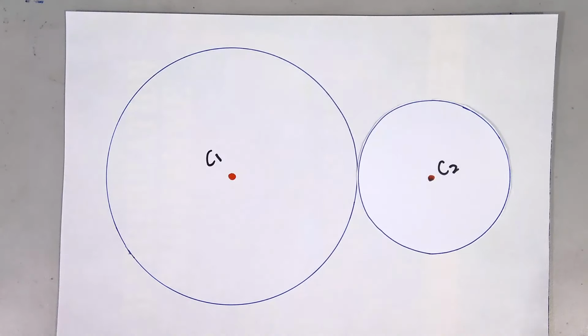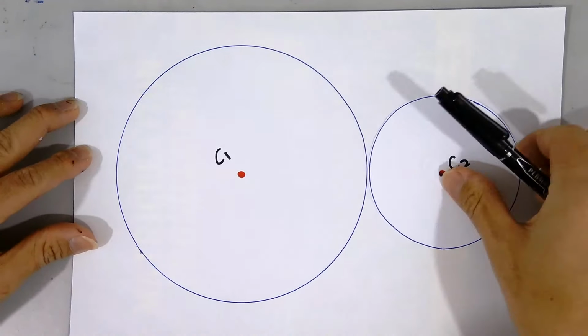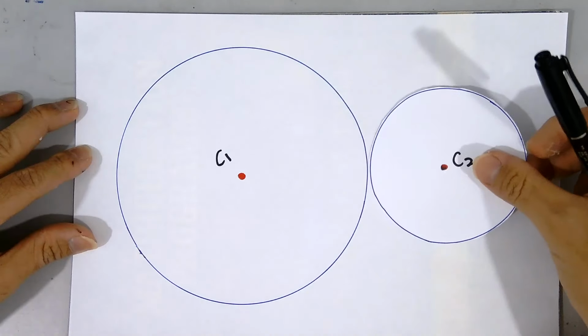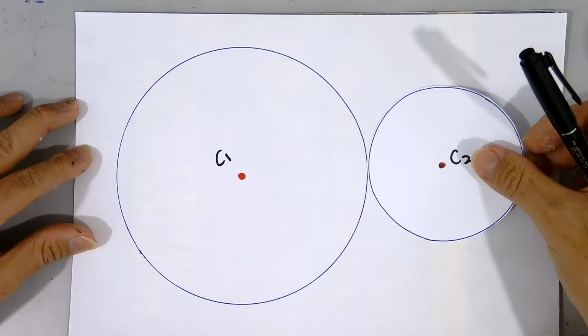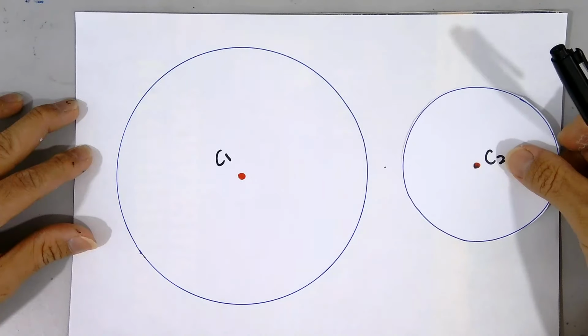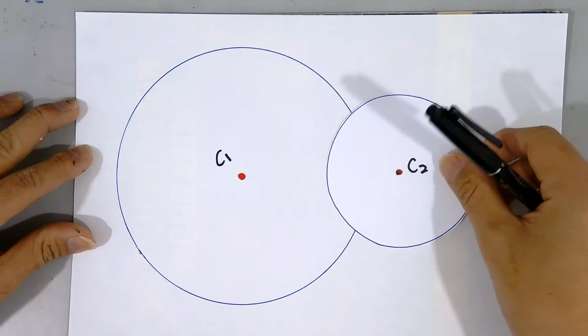In this video, we're going to see another situation where two circles are intersecting. As you know, two circles either intersect at 2 points, touch at a point, or do not intersect. So let's see what happens if the circles intersect at 2 points.